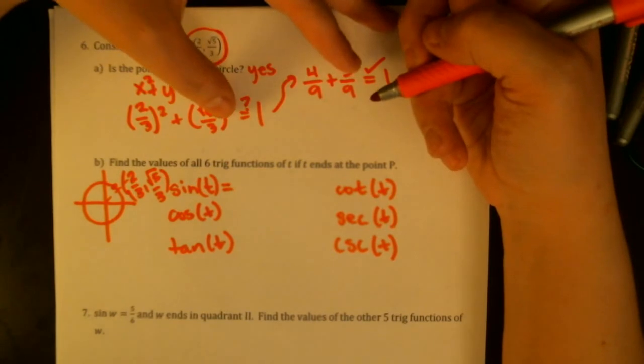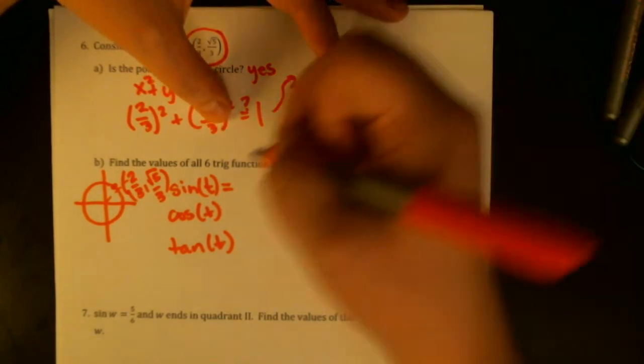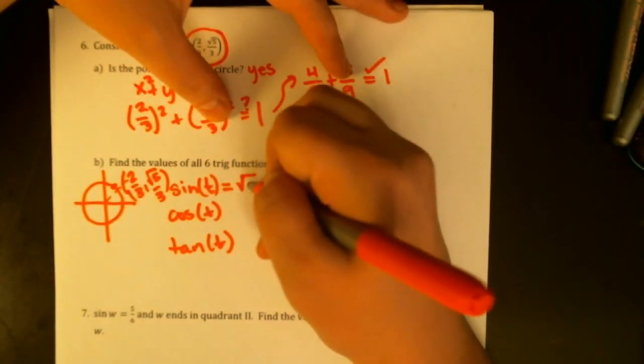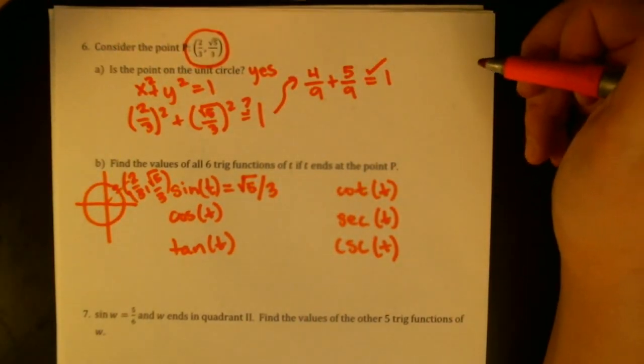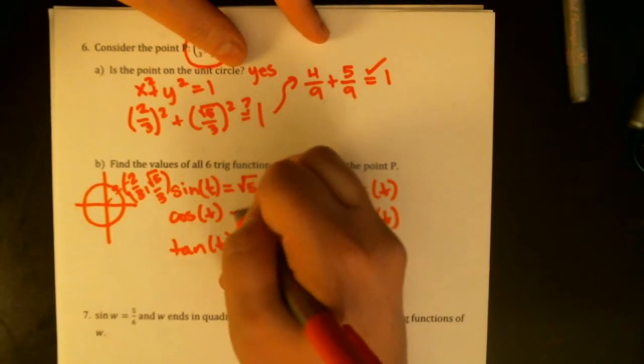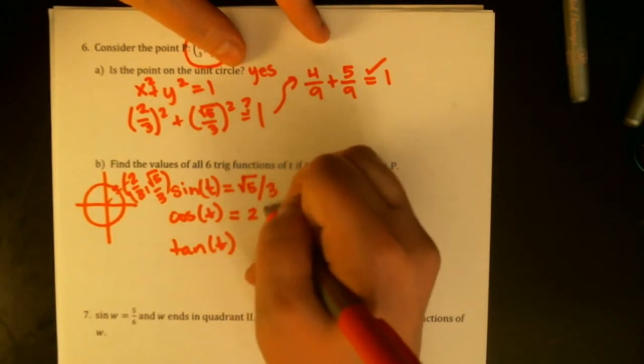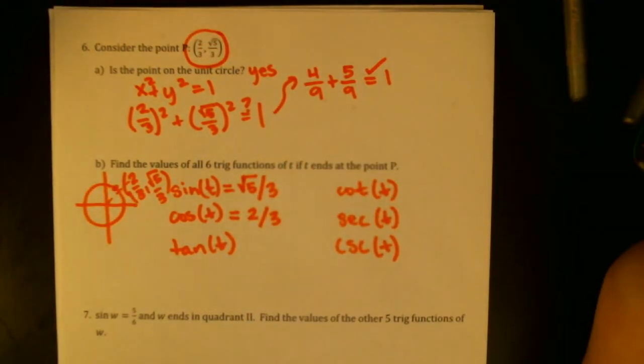Okay, so for our point, 2/3, root 5 over 3, sine t is supposed to tell me the y coordinate of my point. So sine t is going to be root 5 over 3. Cosine t is supposed to tell me about my x coordinate. I know my x coordinate is 2/3.